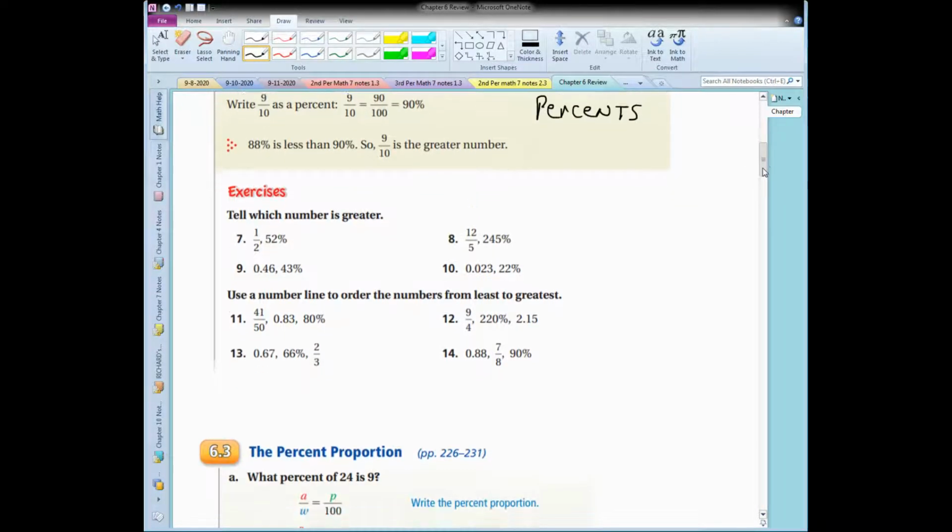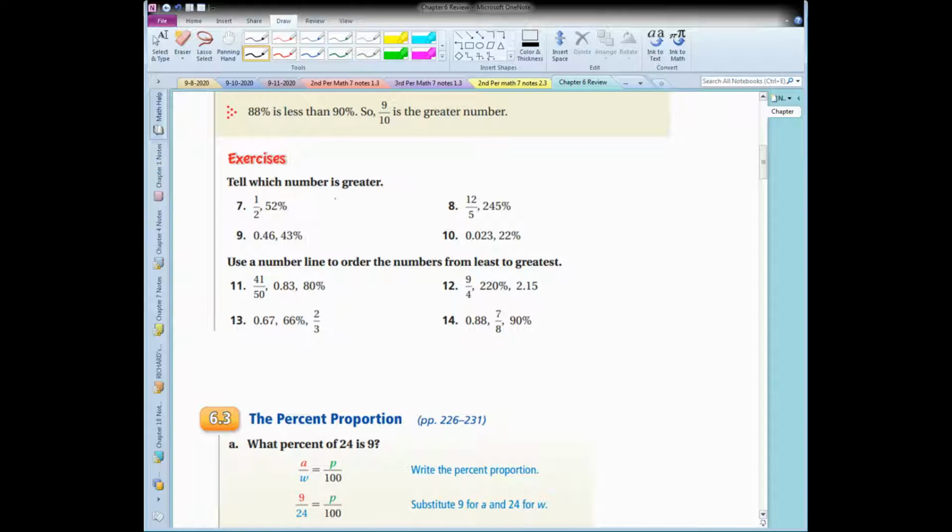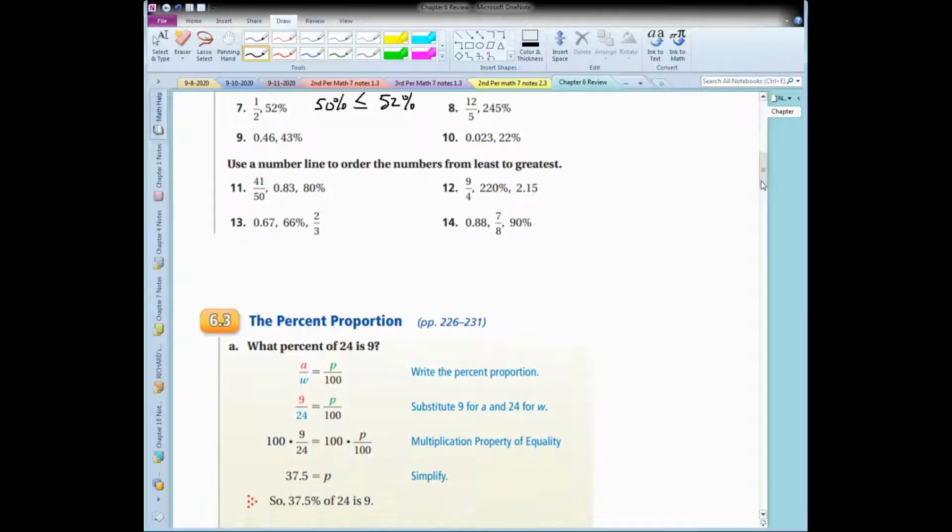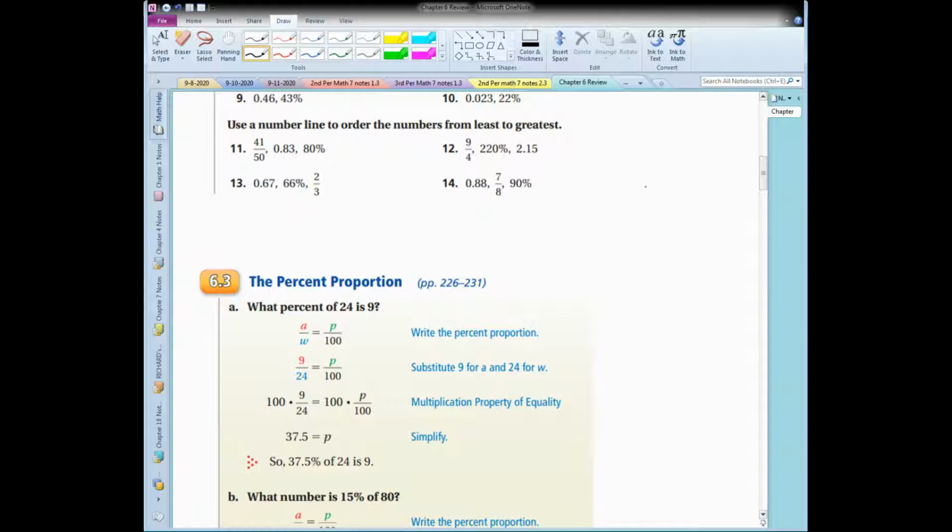All right. So for like number 7, 1/2, I already know that that is 50%. So I can compare 50% and 52%, and I know that 50% is less than. So 52% is greater than 1/2. All right. And then finally, it says use a number line to order the numbers from least to greatest. So remember, turn everything into either a percent or a decimal. So we're like number 11.